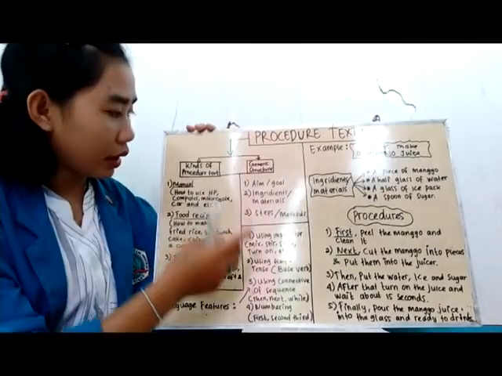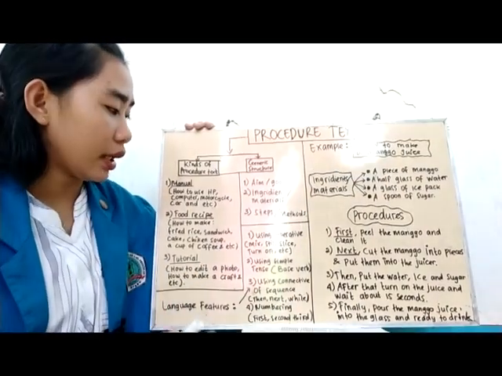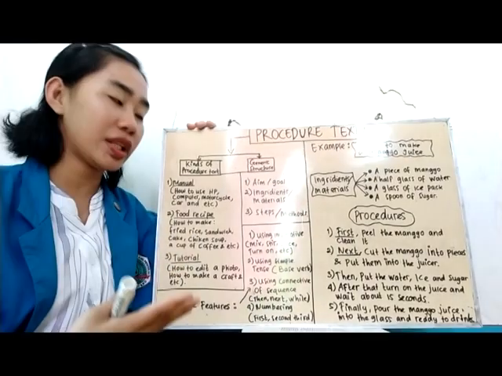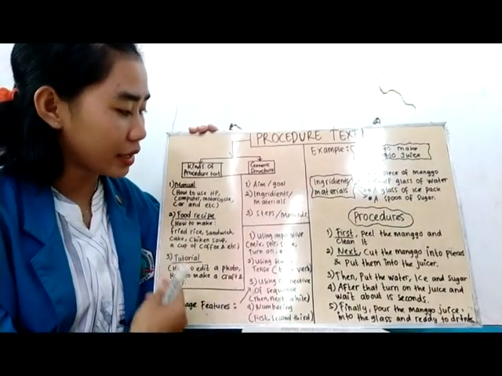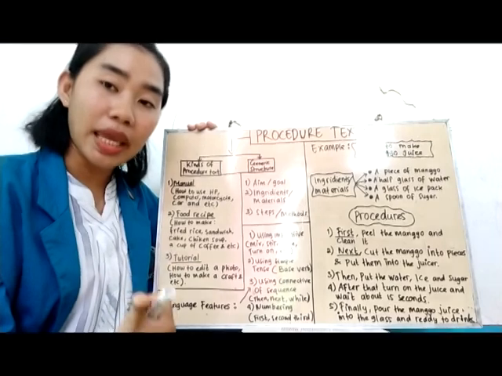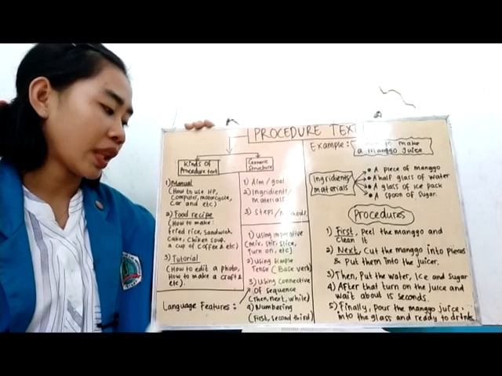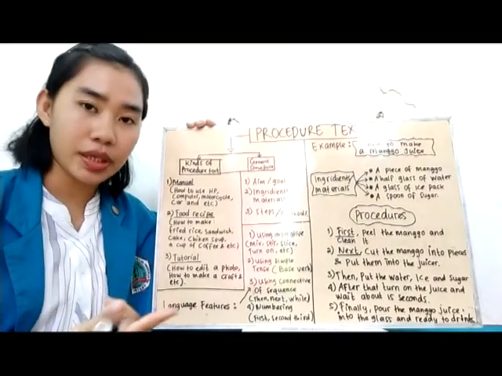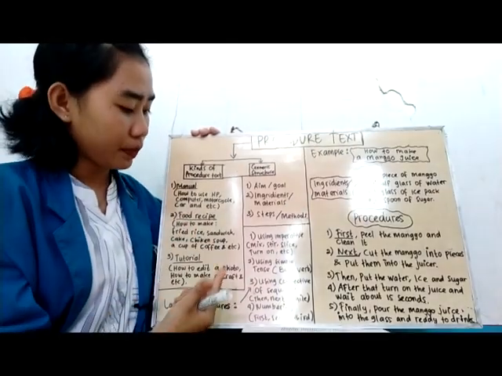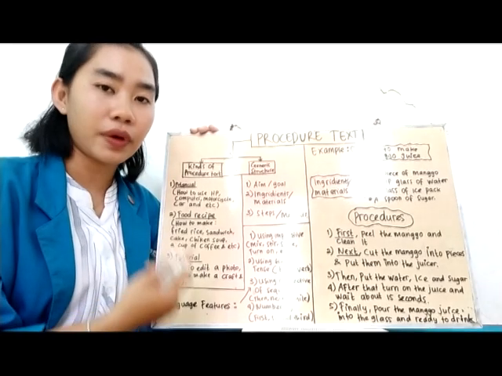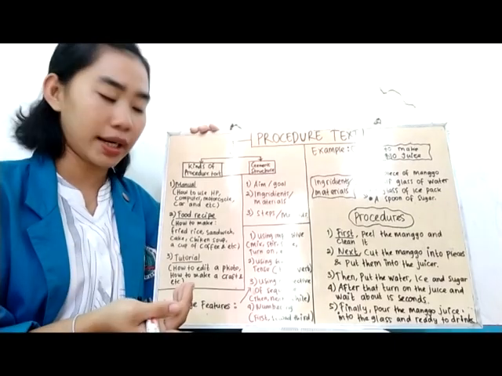And then there are also language features. It means the language that you use in the procedure text. First is using imperative, for example, make, stir, slice, turn on, fill, etc. And then using simple tense. In this procedure text, we use simple present tense or base verb, which we usually know as verb one.